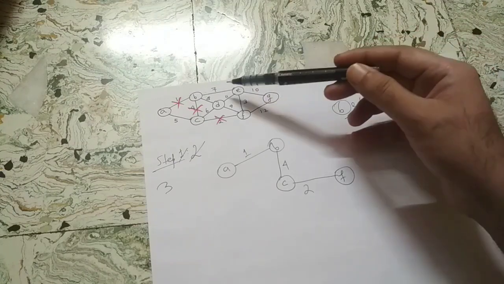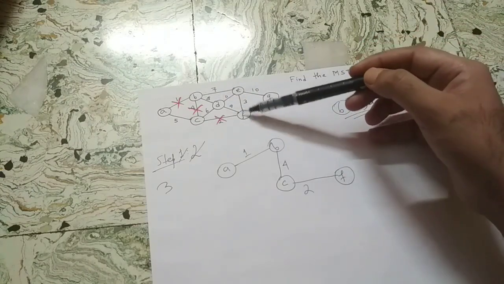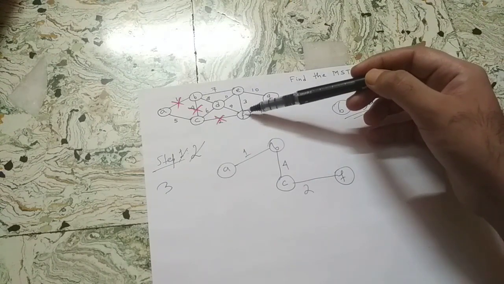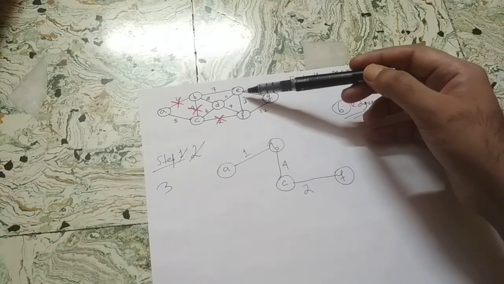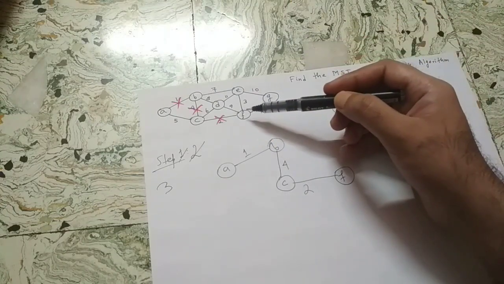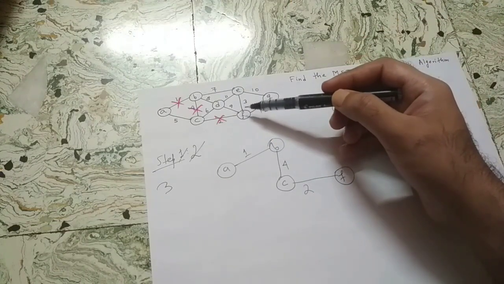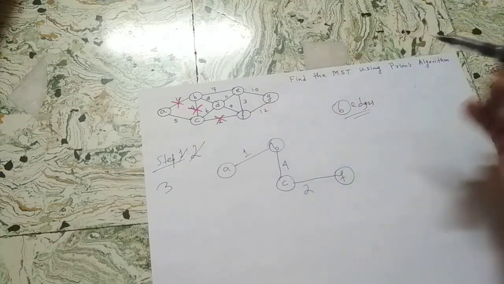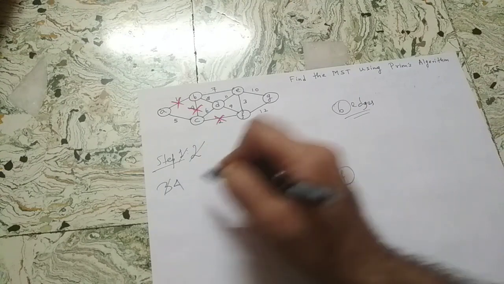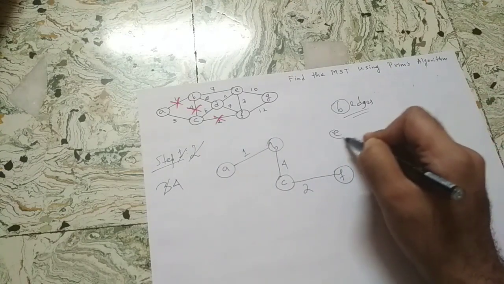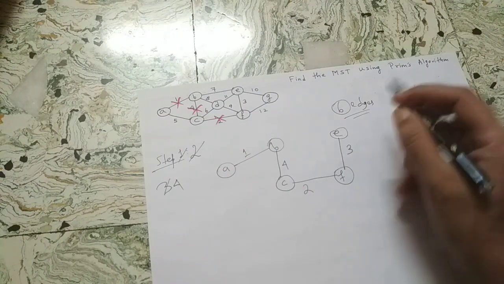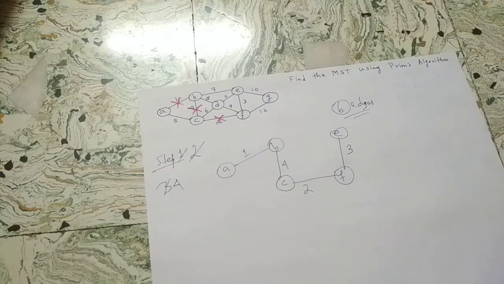So I can see that from F to E, there is this edge, right? So I can consider this. So let me consider this edge connecting F and E. If I include it, this will be my step 4, and it has a weight of 3. So this is done. That takes care of this edge.